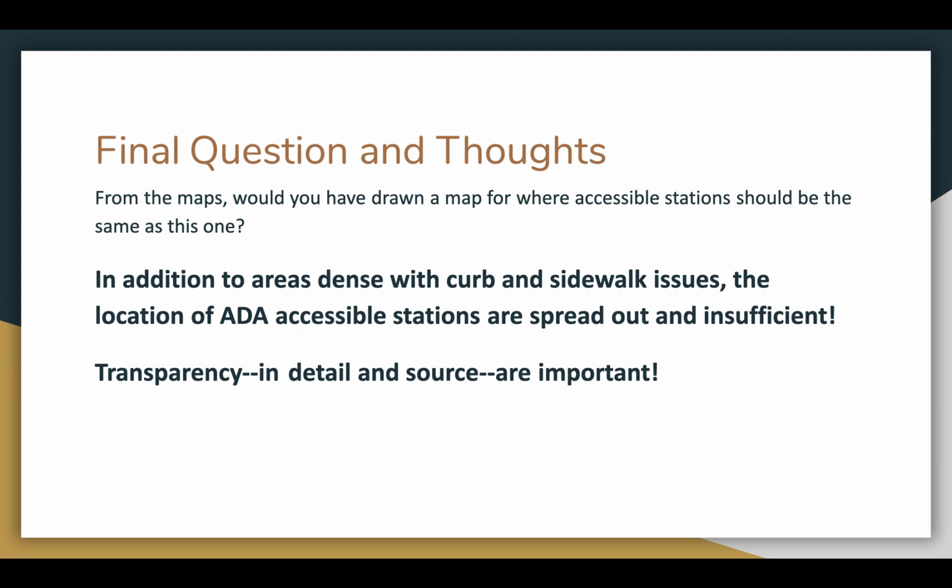And so at the end, a final question for you. From the maps that you've seen, would you have drawn a map for where accessible stations should be the same as the ones that currently exist? And, just a final thought, in addition to areas dense with curb and sidewalk issues, the location of ADA accessible stations are spread out and insufficient.